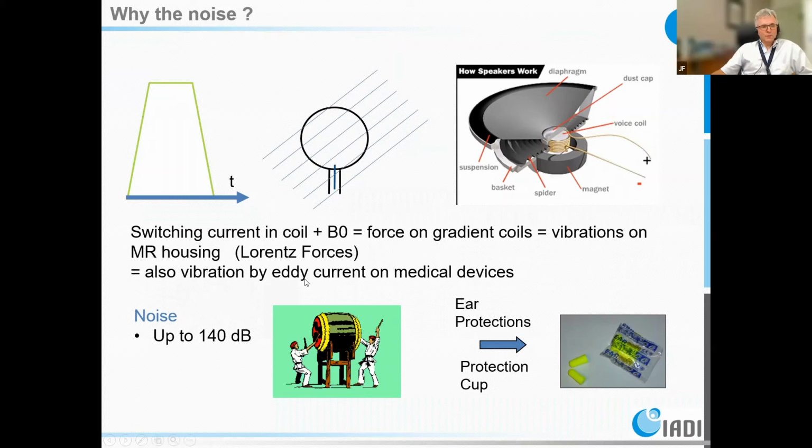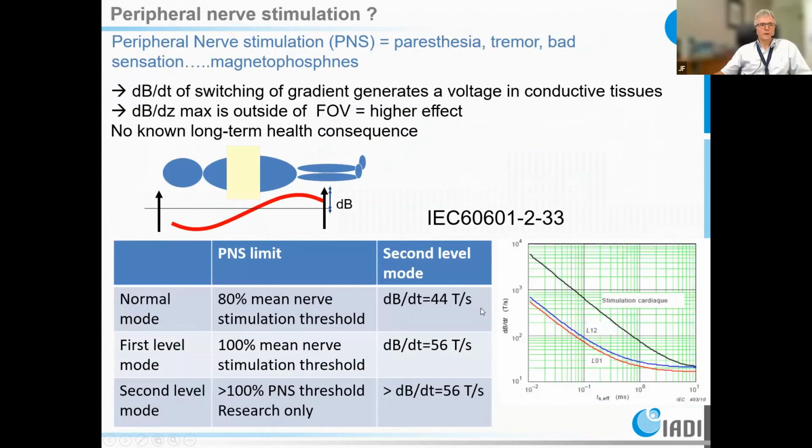And you also have this vibration on medical devices. This is a big issue for us: you have to check if the medical device can survive after being exposed to the gradient. Of course, if you are working in an MRI, you have to wear earplugs or some protection just against the noise of the system.